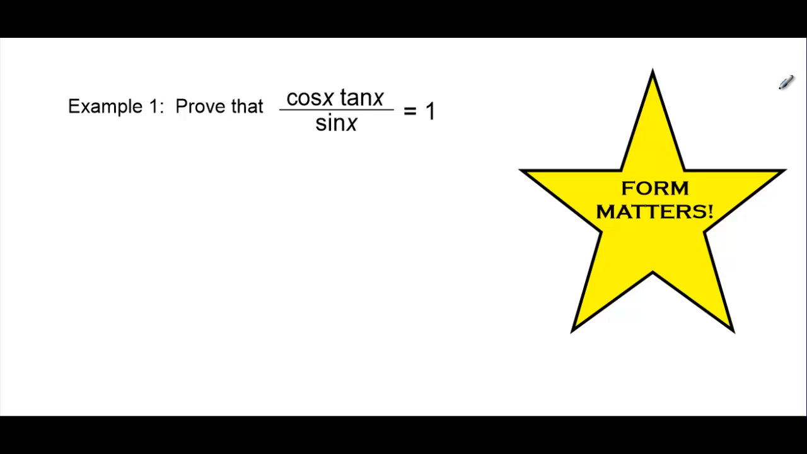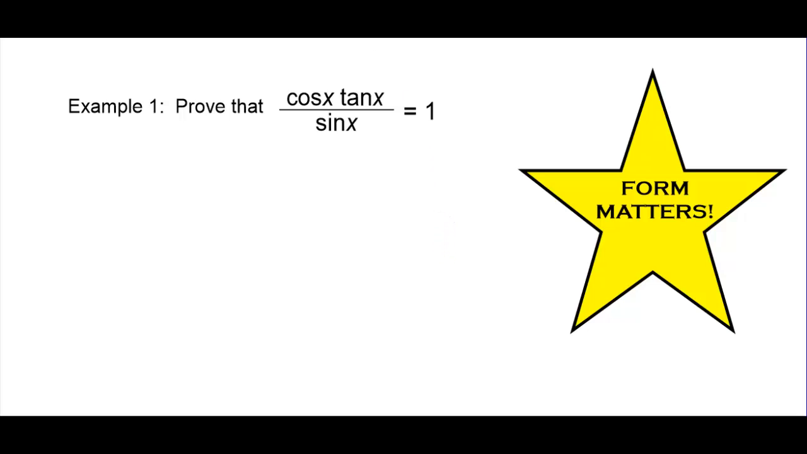For all of these proofs of trig identities, we need to make sure that we follow the proper form. Form matters in this case because we can't make the assumption that this cosine times tangent divided by sine will equal 1. We're trying to prove that that's true. So I can't just follow downwards and keep putting equal signs. I need to do a left side, right side formal check. And that will always be true for trig identities. Always do a left side, right side formal check.